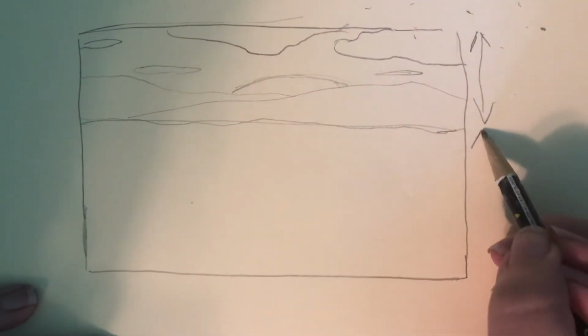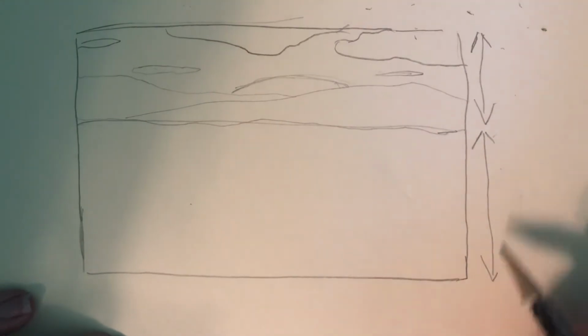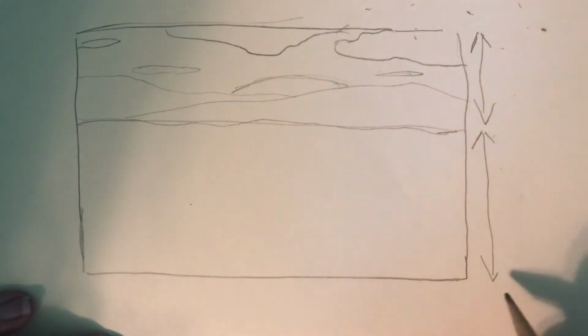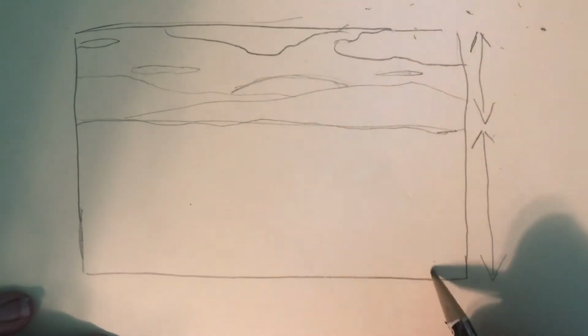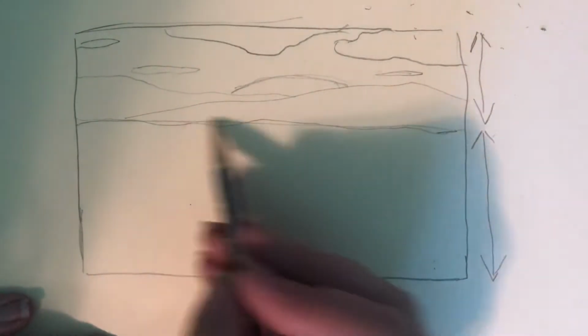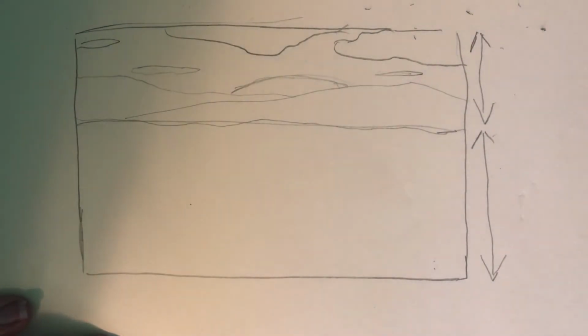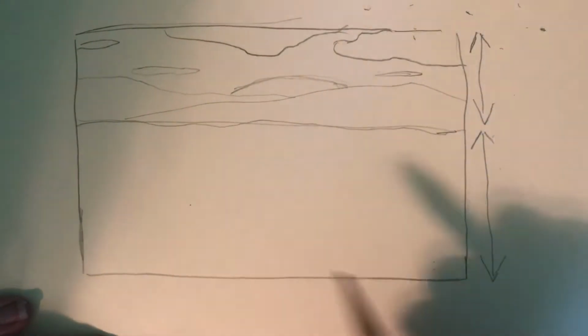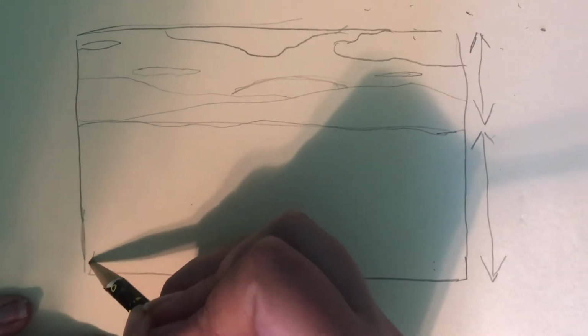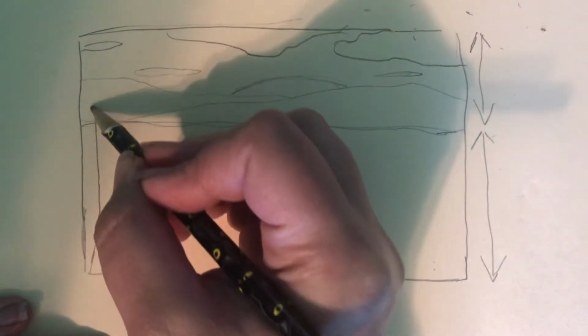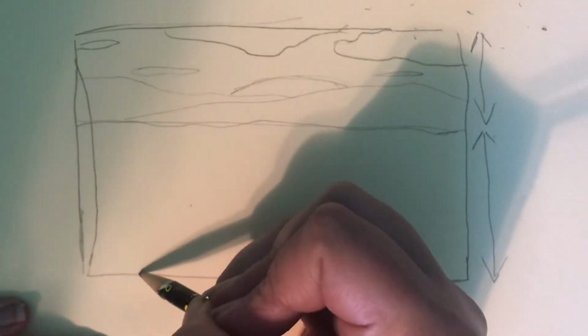As I move down this way, things are going to get larger as they move away from the horizon line in this direction, below the horizon line. So for instance, if I had a tree and I wanted to make it feel really close in the foreground, I might make it very, very large.